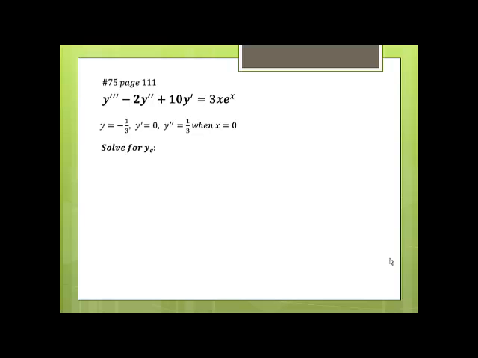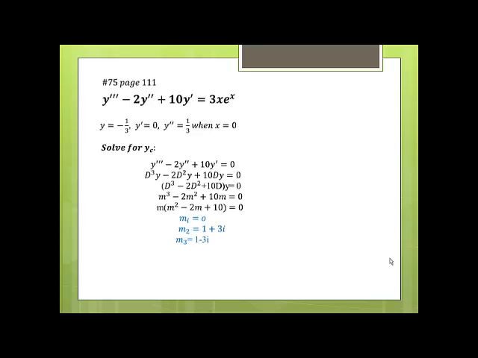First, we will solve the complementary solution. We have y triple prime minus 2y double prime plus 10y prime, and we will equate this to 0. So we have d cubed y minus 2d squared y plus 10dy is equal to 0. Then factor the y: d cubed minus 2d squared plus 10d, quantity y, is equal to 0. We will make it m, so m cubed minus 2m squared plus 10m is equal to 0. You can factor the m again, so we have m, quantity m squared minus 2m plus 10, is equal to 0.